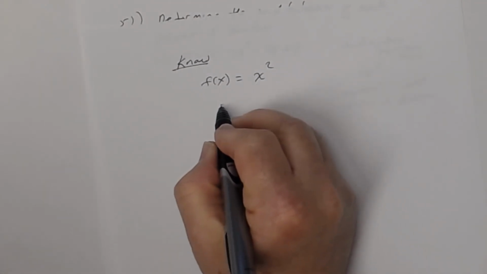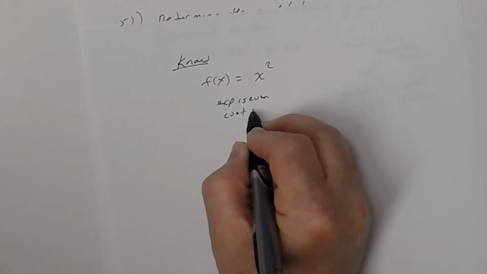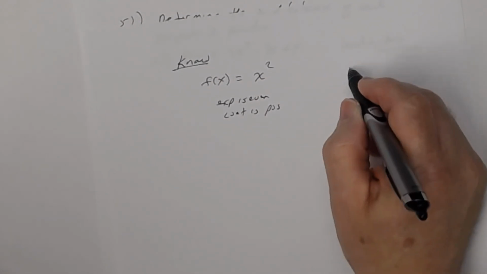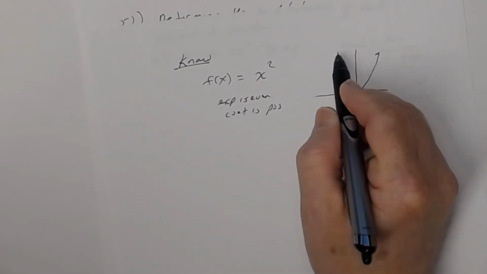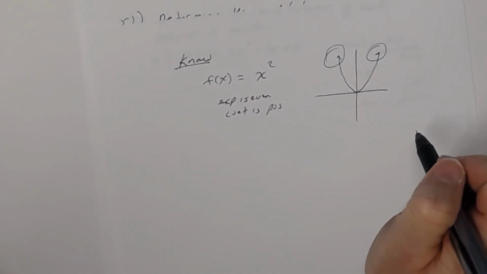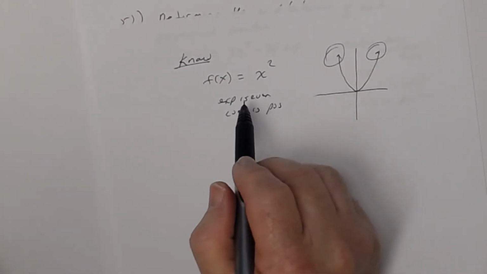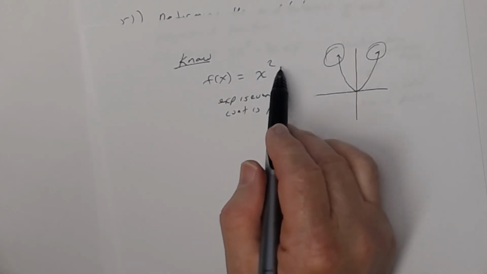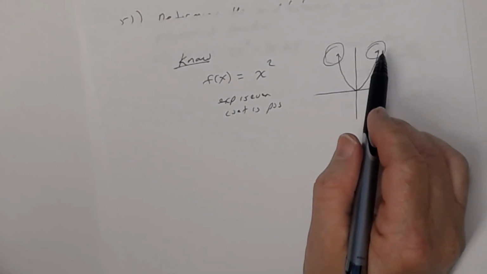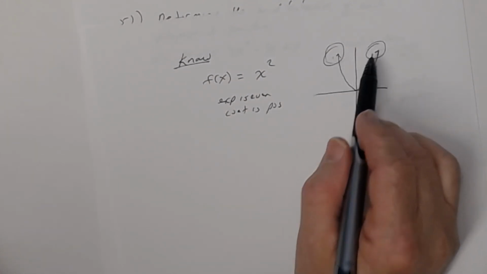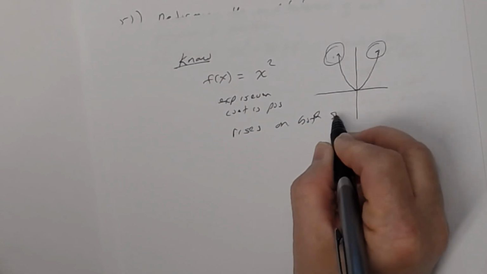So the exponent is even, the coefficient is positive. And so when I think about the graph, remember the graph looks like this. So the end behavior, you would say, rises on both sides. Whenever you have a polynomial function in which the leading term's exponent is even and the coefficient is positive, the end behavior rises on both sides.